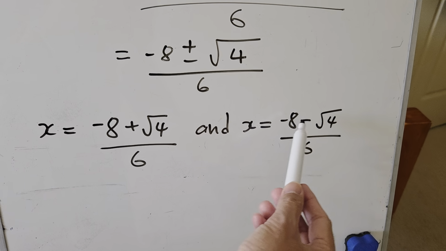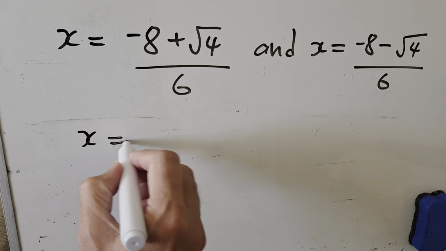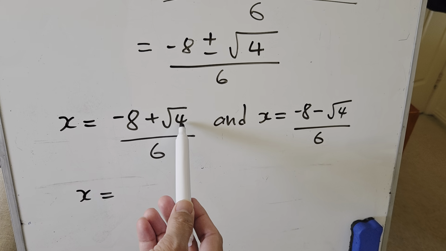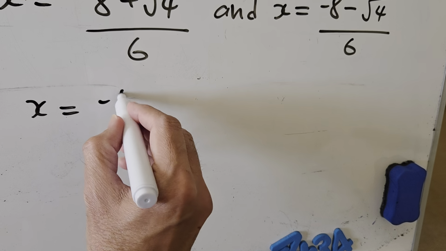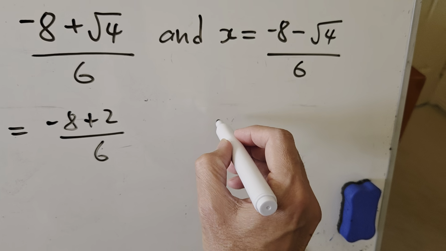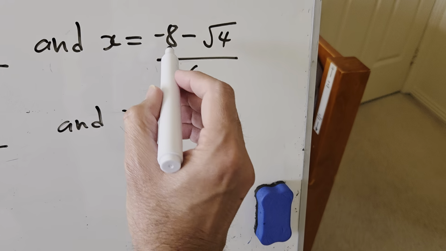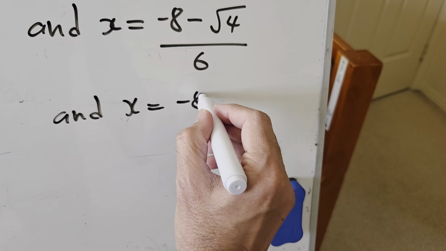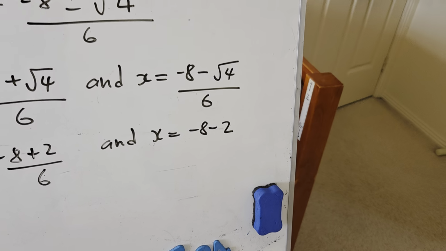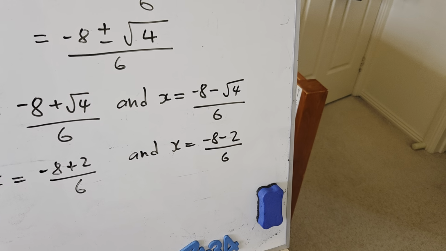So 1 with the plus, 1 with the minus. And over here, your x will be equal to negative 8 plus square root of 4. Square root of 4 is equal to 2. So negative 8 plus 2, divided by 6. And the other x value will be equal to negative 8 minus square root of 4, which is again 2, and that whole thing divided by 6.